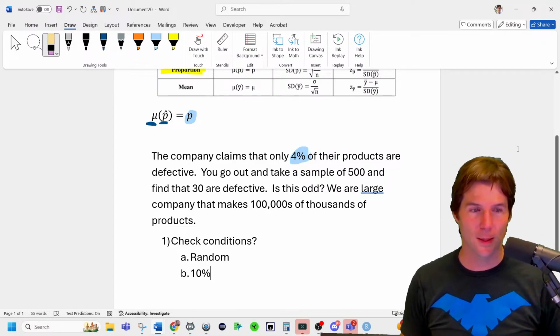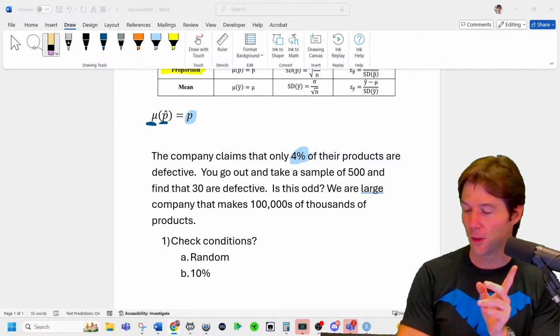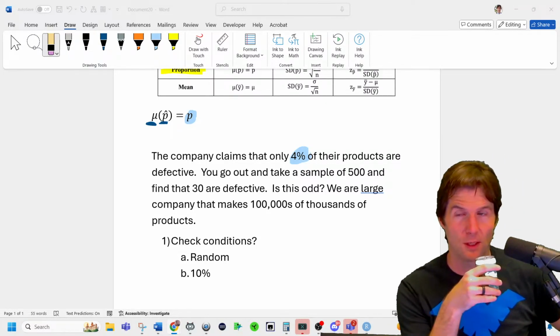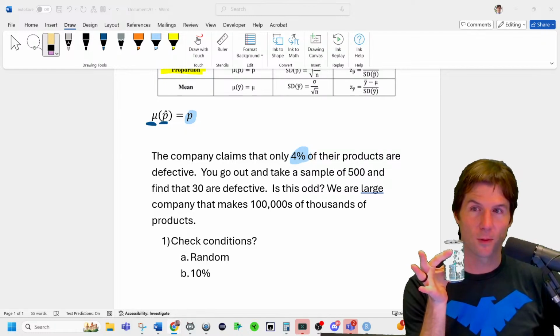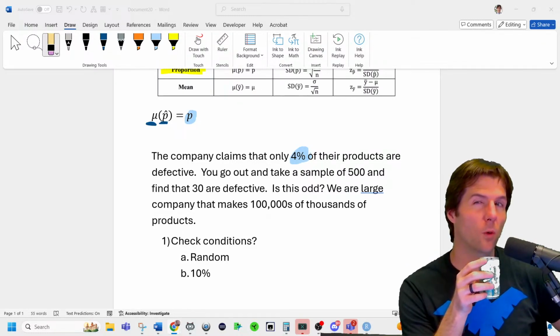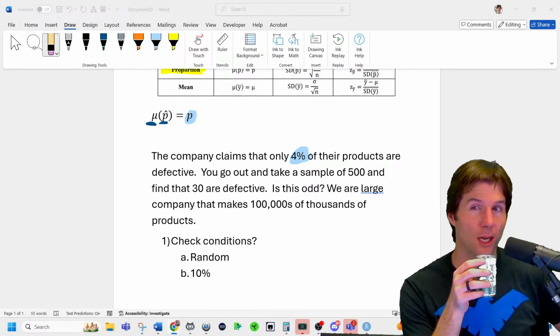Do we meet the 10% condition, yes or no? Do we meet the 10% condition, yes or no? Click answer in the chat. This is a very clear yes or no. Do we meet it? What equation do you need to check to see if we meet it? What equation do you check to see if we meet it?